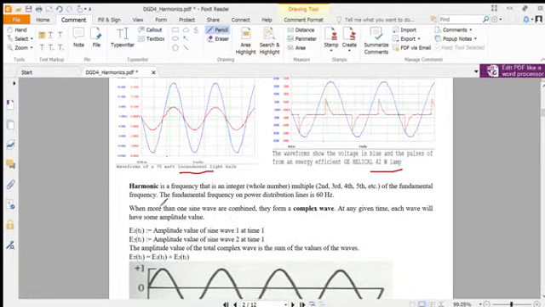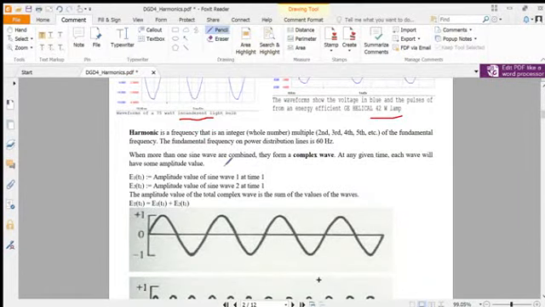A harmonic is nothing but a frequency. It can be expressed in the frequency domain. It is an integer multiple of the fundamental frequency, and the fundamental frequency could be either 50 hertz or 60 hertz. In North America, 60 hertz is the standard, so the second harmonic is 120 hertz, and the third harmonic is 180 hertz. Likewise for the higher-order harmonics. When multiple waves are combined, they form a complex wave, which is a distorted signal.